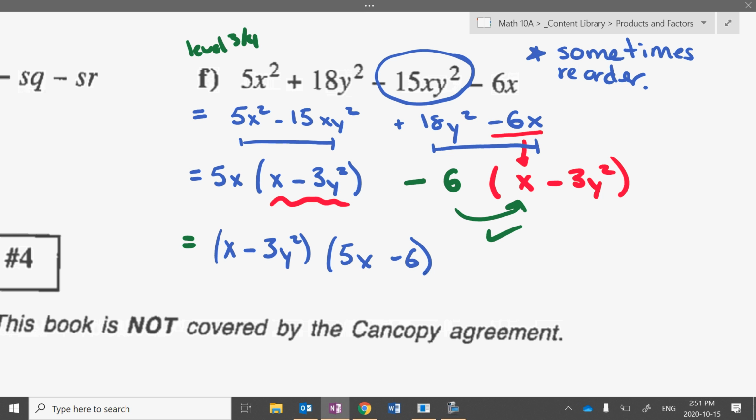How is that? Does that question make sense there? So in that one, it's as difficult as it can get because we have to reorder it and you had to remember to take out that negative.